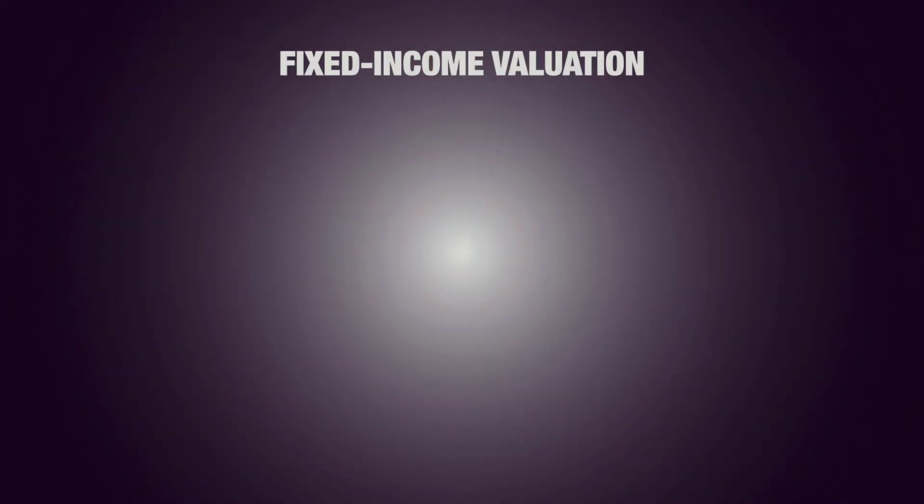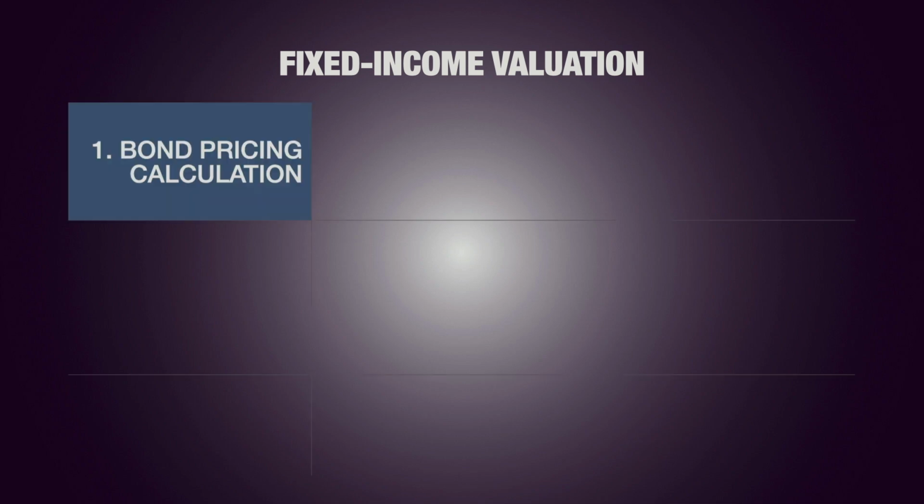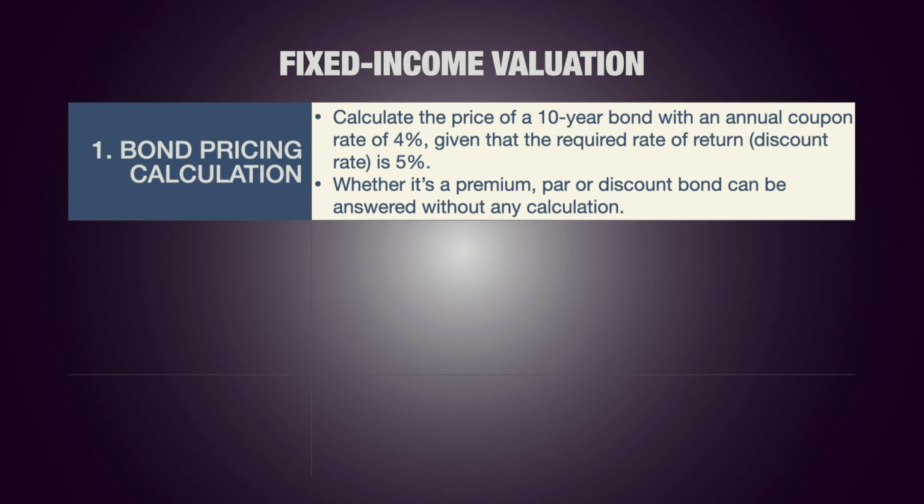In this practice activity, I ask you to first calculate the price of a 10-year bond with an annual coupon rate of 4%, given that the required rate of return or discount rate is 5%. Whether it's a premium, par or discount bond can be answered without any calculation.